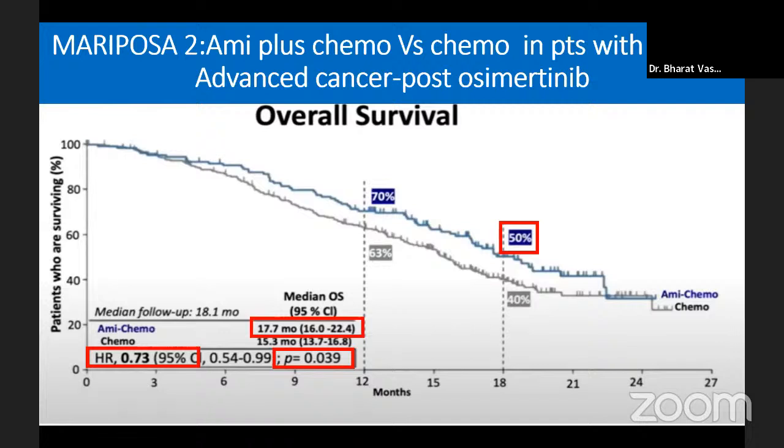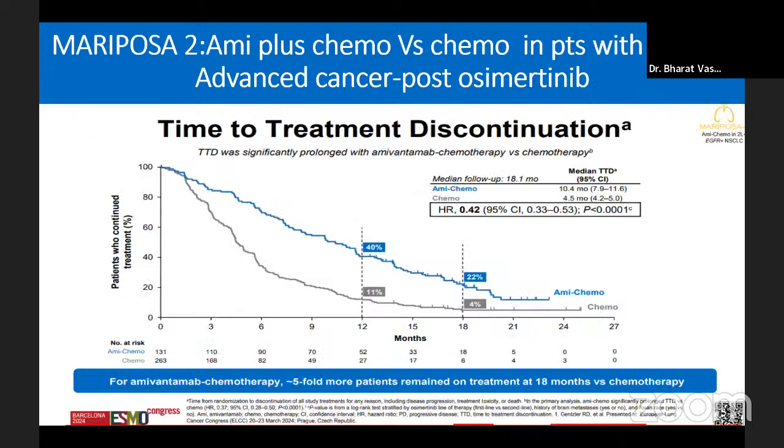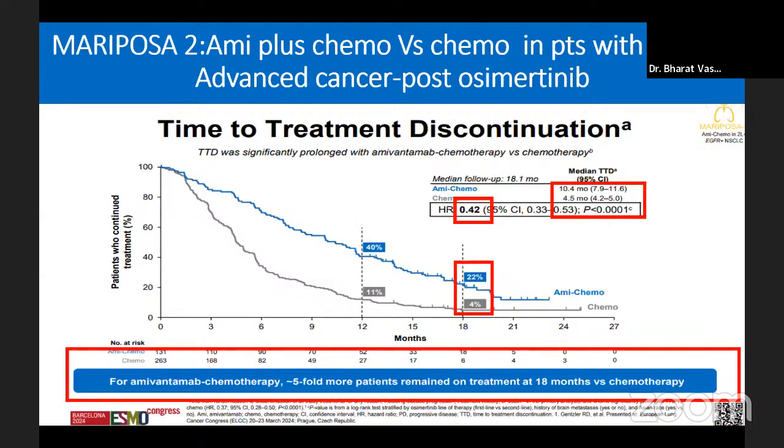I have started using it as a very good drug, provided your patient can afford it. Hypersensitivity is something you need to worry about. There are so many soft points as well. Time to treatment discontinuation, time to second PFS, these all were statistically significant. The median time to progression, if you see, is 10.4 months versus 4.5. At 18 months, 5 times more patients are on treatment in a second-line setting. So if you respond well, you keep on responding for a long period of time.